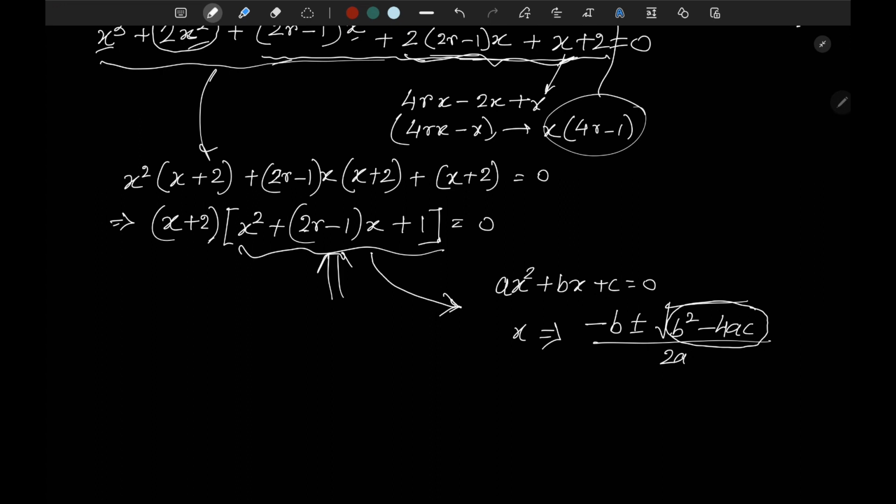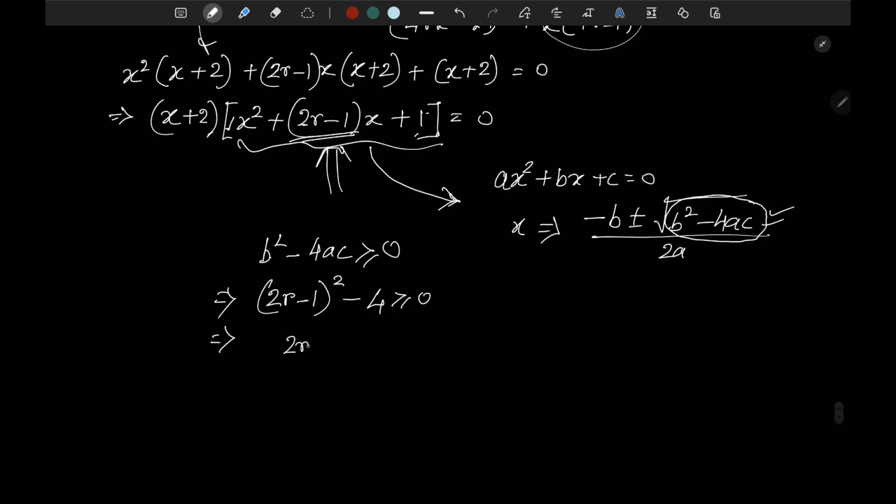Here they have said that the roots are real. That means this b square minus 4ac should be greater than or equal to 0. So take that condition, b square minus 4ac greater than or equal to 0. What is your b? Your b is nothing but the coefficient of x, which is 2r minus 1. So (2r minus 1) whole square minus, what is a and c? Your a is the coefficient of x square, which is 1 here. Your c is the constant term, which is also 1 here. So this is greater than or equal to 0, right?